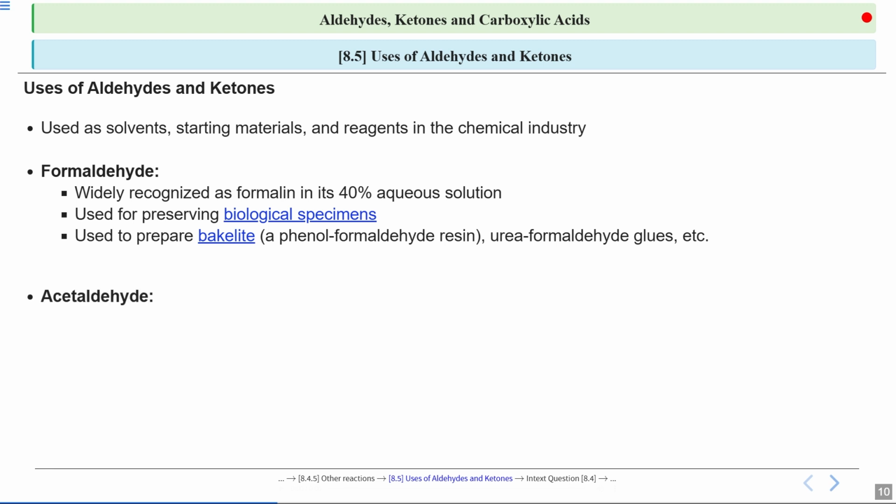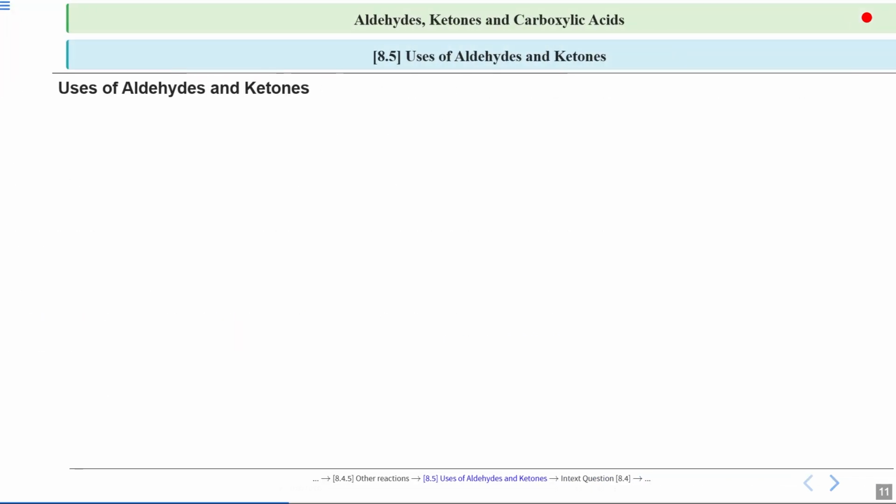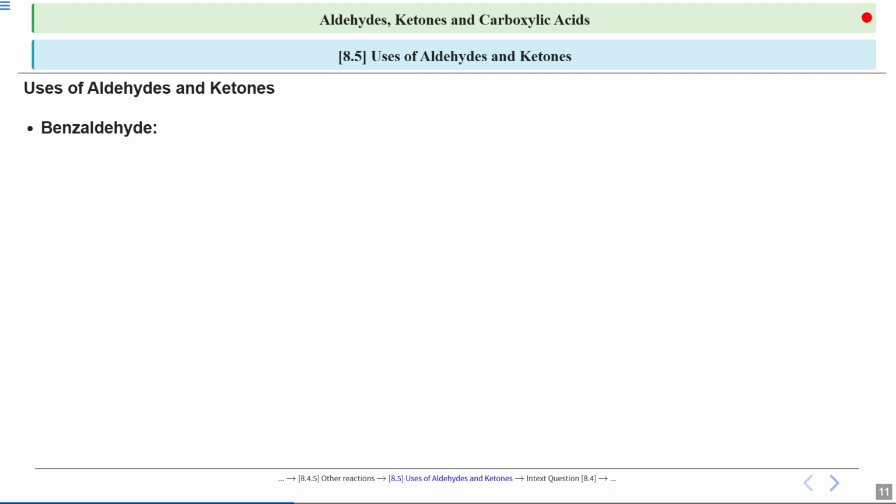So now we will move to acetaldehyde. Acetaldehyde, which is also a type of aldehyde, is another important compound with various industrial applications. If we see, it is used in the production of acetic acid, ethyl acetate, and vinyl acetate. So it is used in the manufacture of all these compounds. Acetaldehyde also plays a role in the production of polymers and certain pharmaceuticals. Okay, so let's move forward.